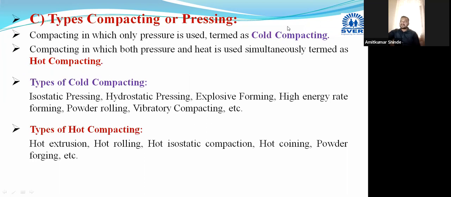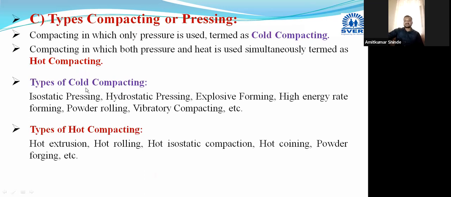In cold compacting, only pressure is used for compaction, and in hot compacting, pressure and heat are used simultaneously for compaction. So these are two types of compacting: cold compacting and hot compacting. And depending on the mediums used, cold compacting has several types.